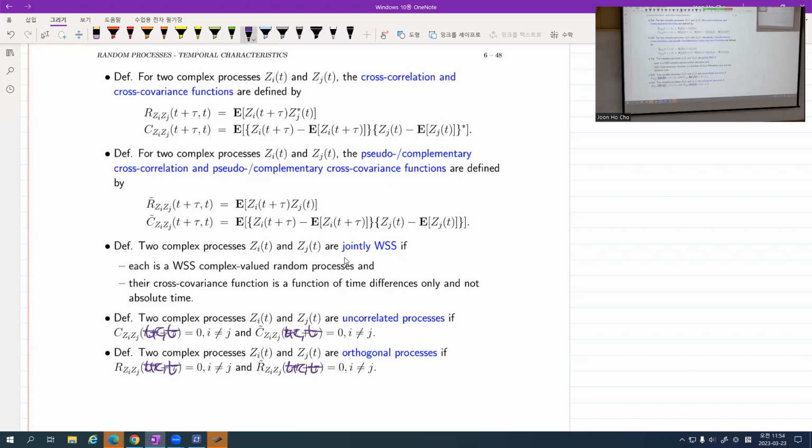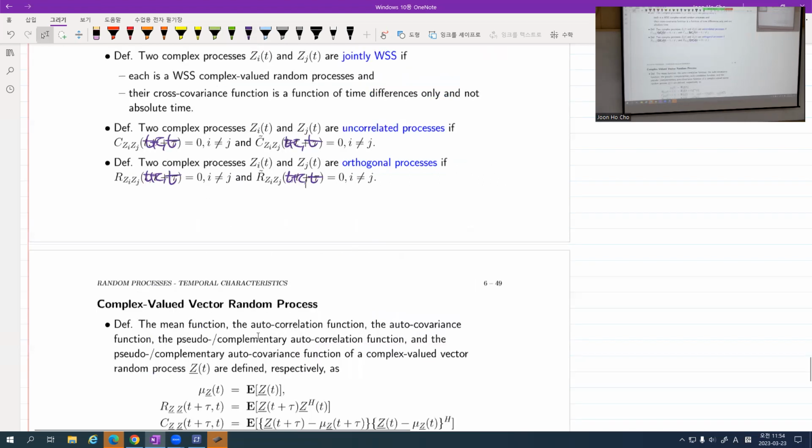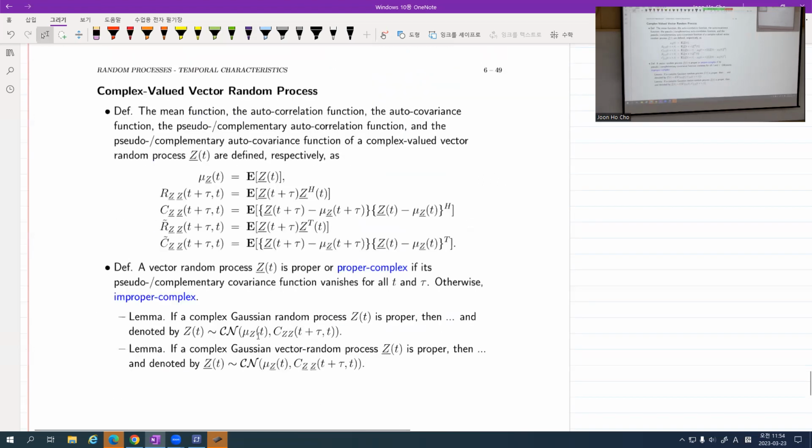So whenever you see some people talk about jointly wide-sense stationarity, uncorrelatedness, orthogonality of complex random processes, ask him or her, what is your definition? Got it? Because a lot of people use these definitions differently. Okay, anyway, let's see.